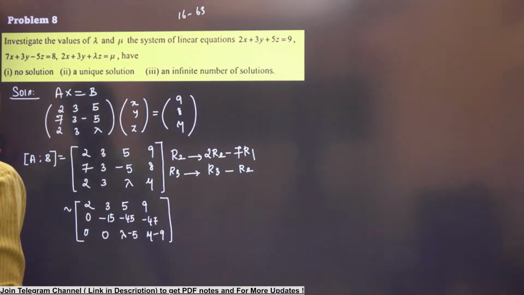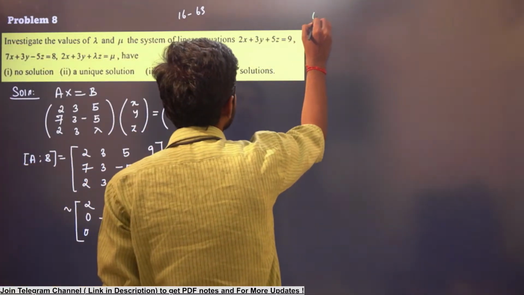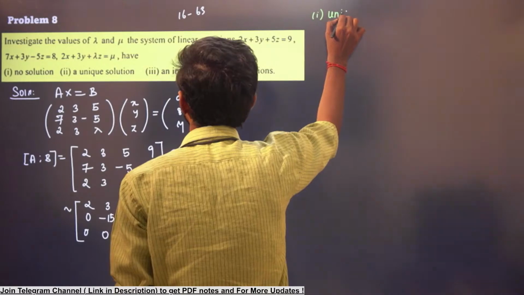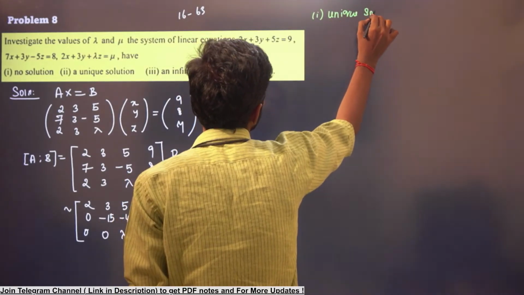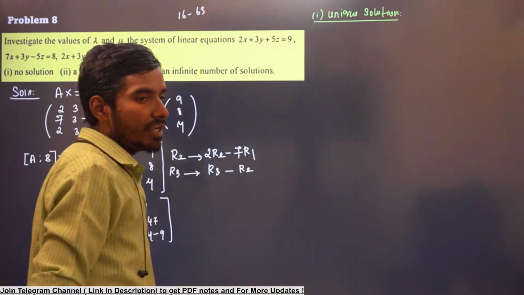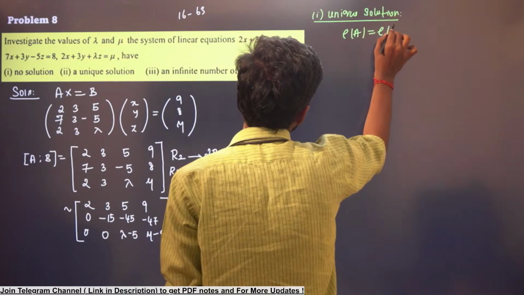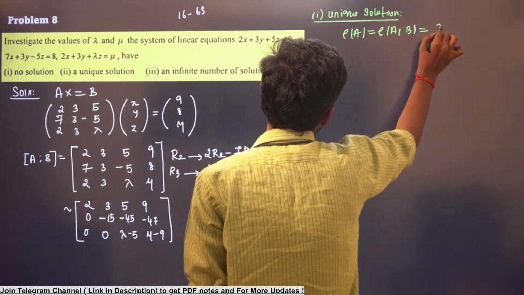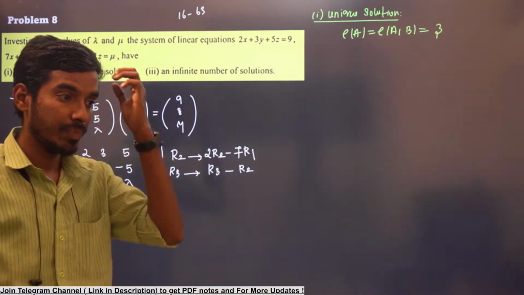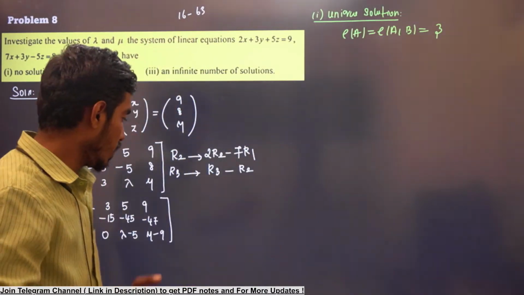Now, we'll move on to finding all the values. So first is unique solution. For unique solution, the rank of A and the rank of A comma B are both equal to 3. This is the condition, right? The rank of A and the rank of A comma B are both equal to 3.